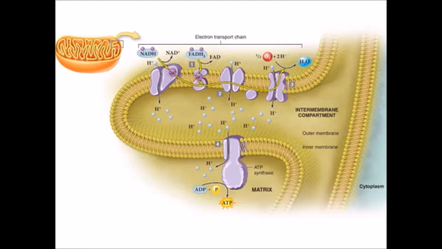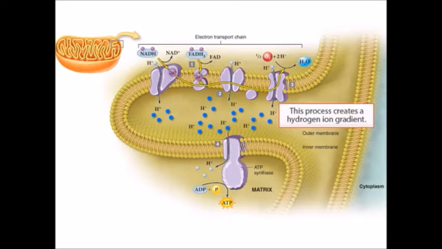So what happens with all the energy released by the electrons moving through the transport chain? Notice the hydrogen ions that are passing through the first, third and fourth enzymes. These enzymes use the energy released by the electrons to actively pump hydrogen ions from the matrix to the intermembrane compartment. This process creates a hydrogen ion gradient, also called a proton gradient, meaning that the concentration of hydrogen ions in the intermembrane compartment is now higher than it is in the matrix.